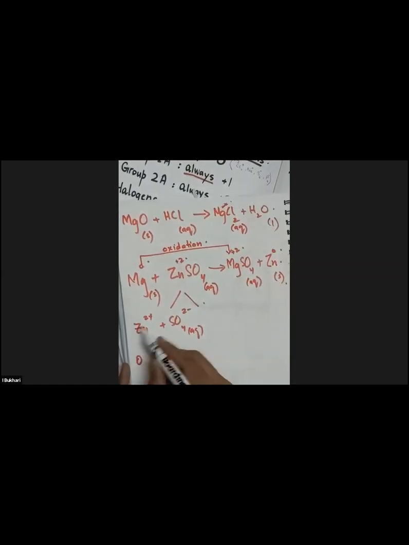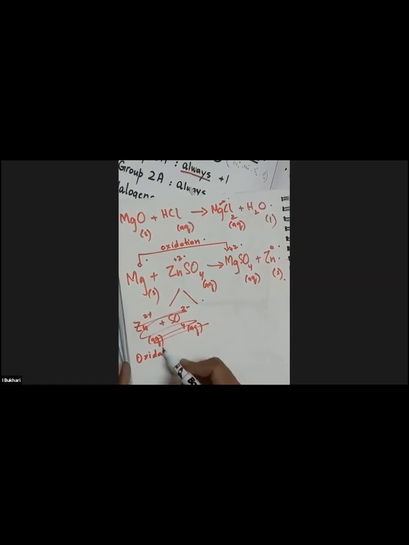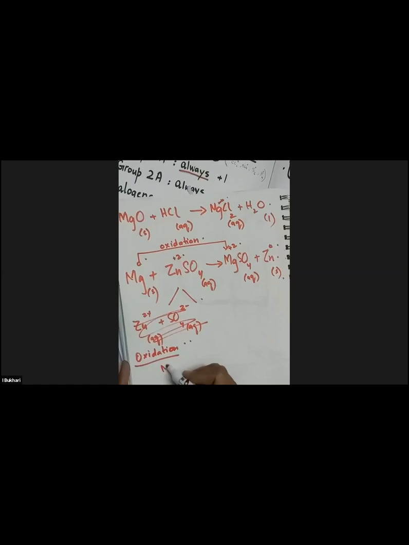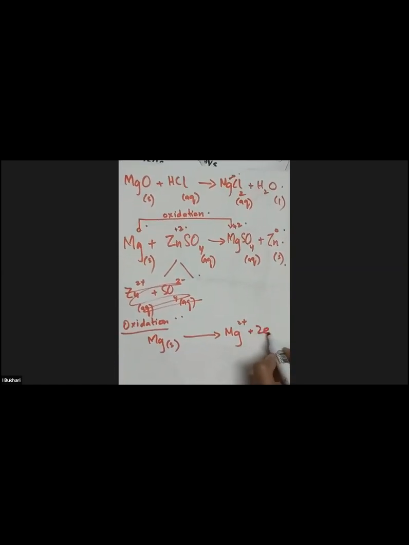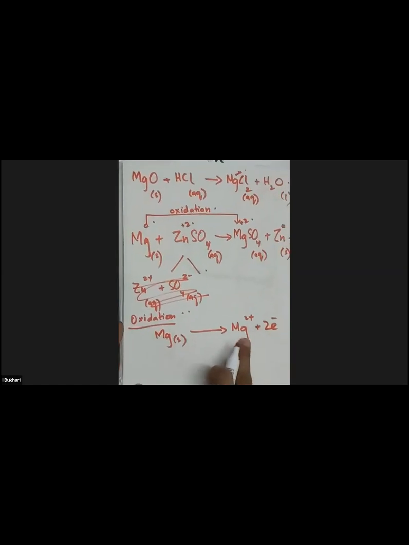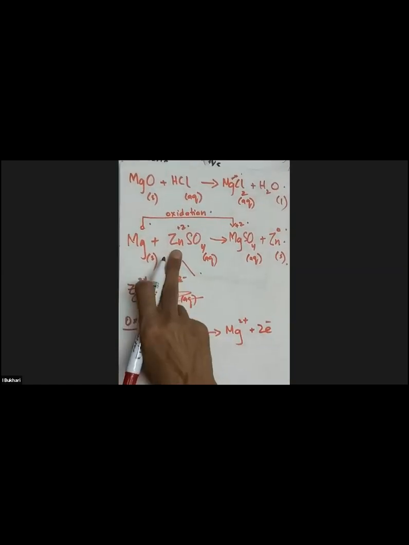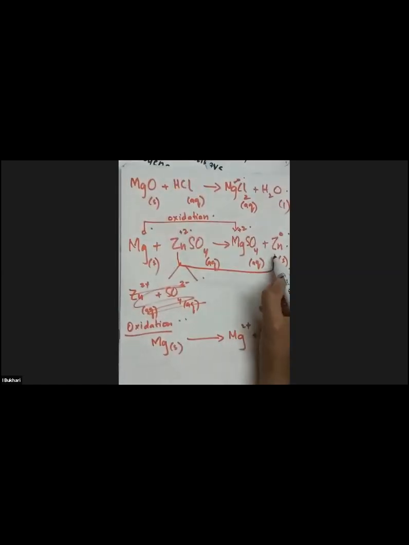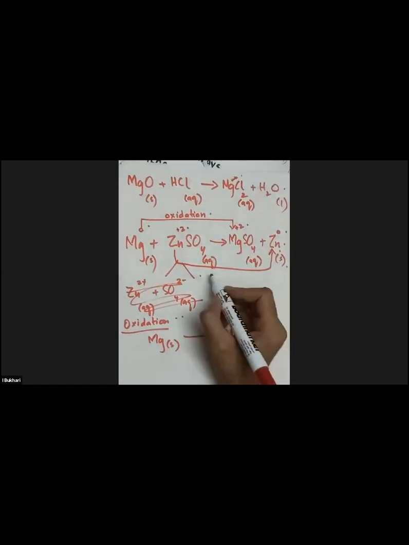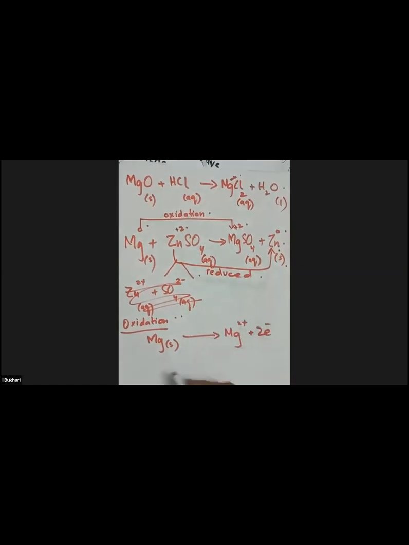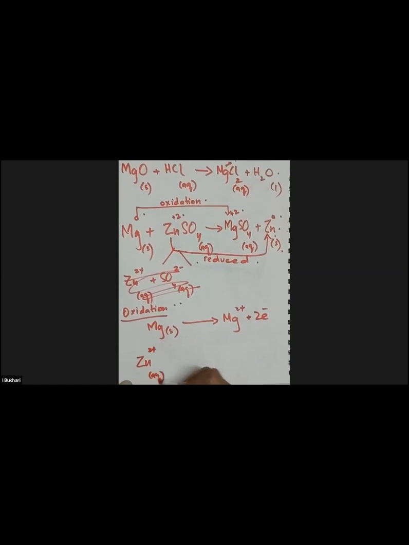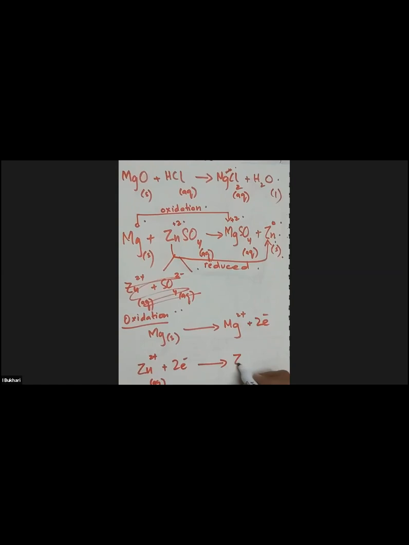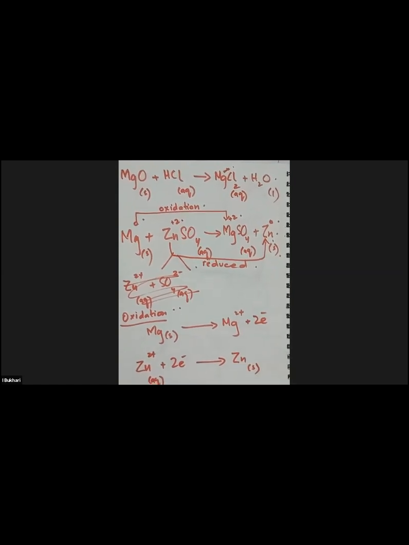So let me write down the oxidation reaction. Oxidation is magnesium losing 2 electrons, right? It lost 2 electrons. That's why it got a 2+ charge. Zinc got reduced. It must have gained electrons, so 2 electrons plus zinc 2+ gives zinc solid. Right.